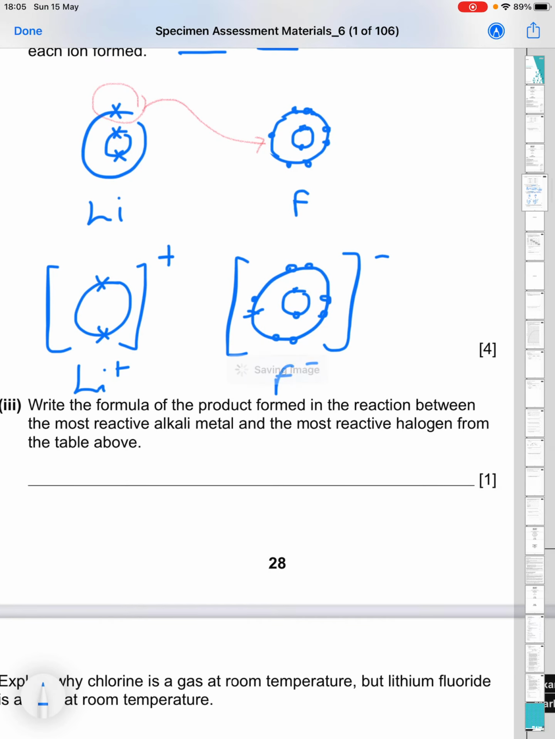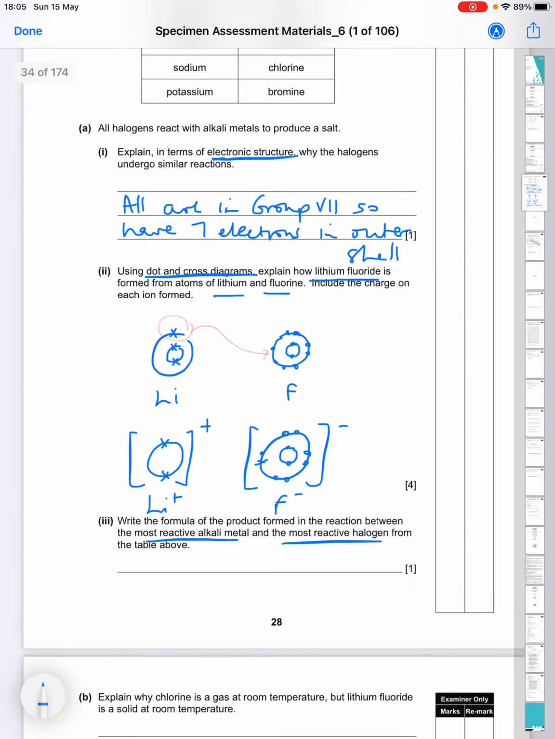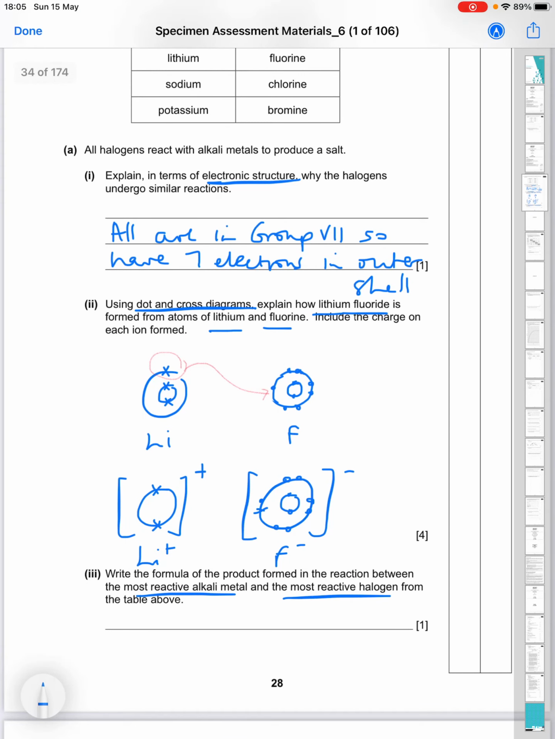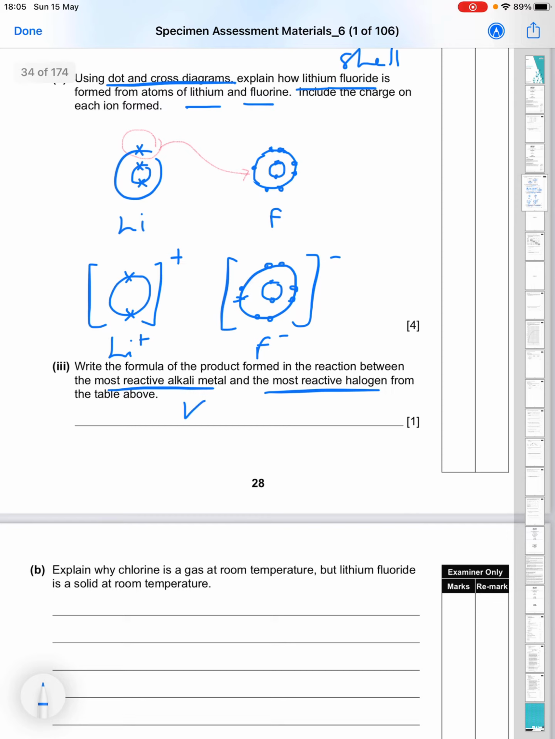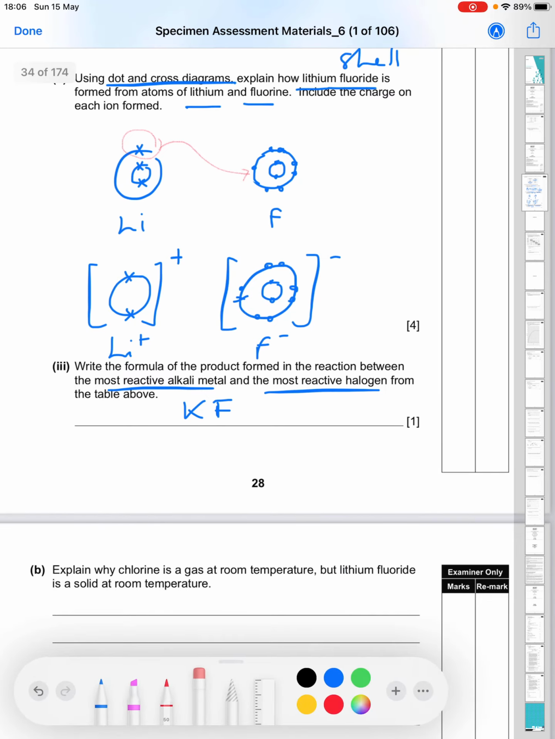Then it says write the formula of the product formed in the reaction between the most reactive alkali metal and the most reactive halogen from the table above. So looking at the table, the most reactive alkali metal is potassium and the most reactive halogen is fluorine, so it's potassium fluoride. So KF, both have a valency of 1, so just react in a 1-to-1 ratio. So that's what you get.